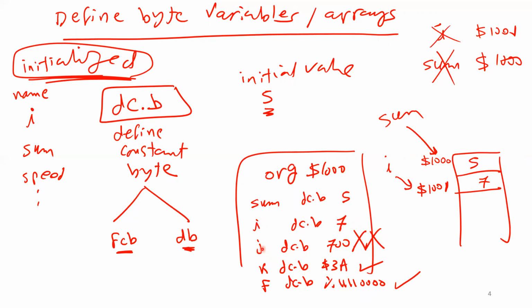Also I can say j dc.b 700. Can I do that? No, you cannot do that. Why? Because this is a byte, and your limit is 255. You want to put 700. You got what I'm saying? Yes, the format is correct, but this value cannot fit in a byte, so it's wrong. This number is in decimal, but you can also write numbers in any other format. So here k dc.b, and then I put a $ sign, so that this one is hexadecimal, or you can write it in binary. It's still okay.